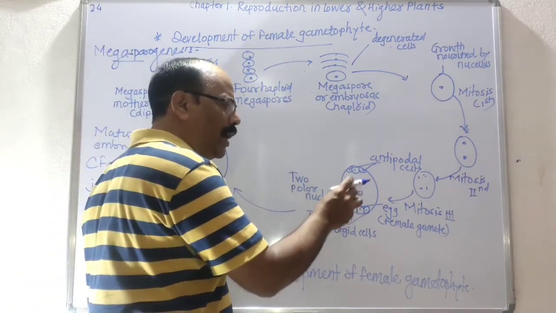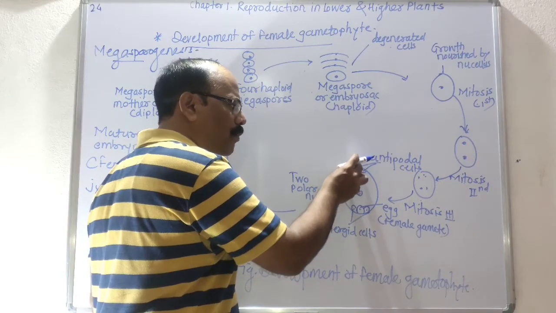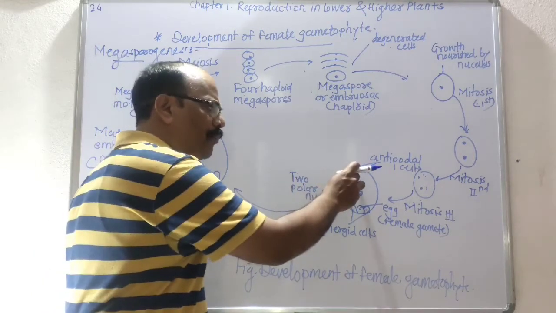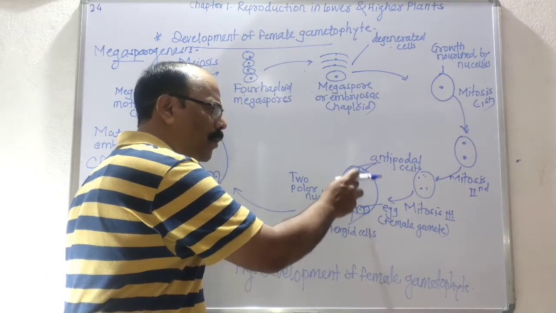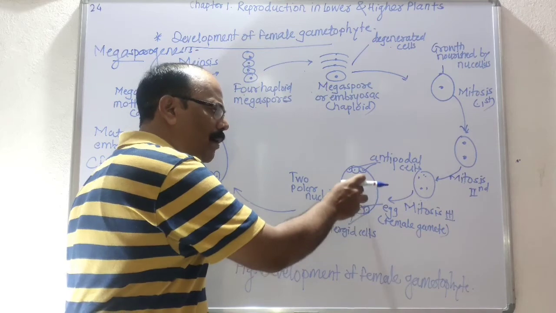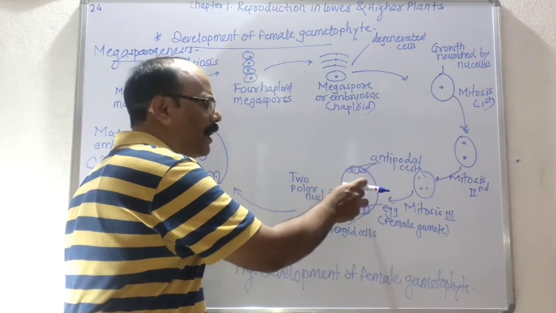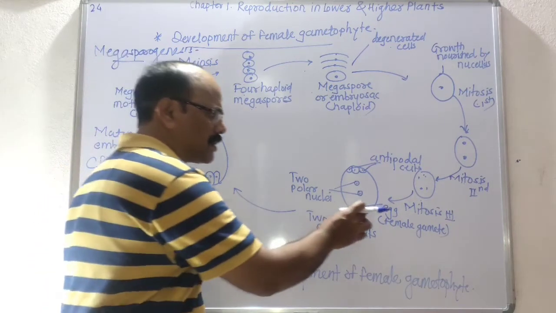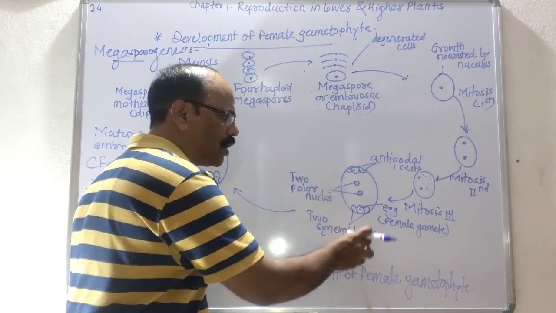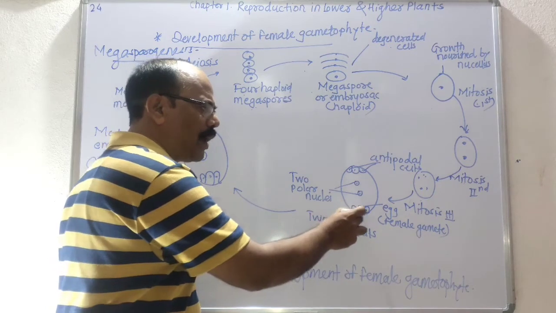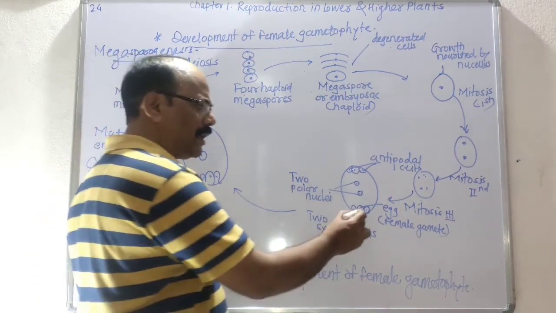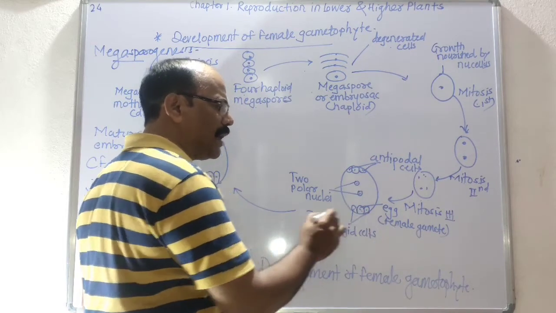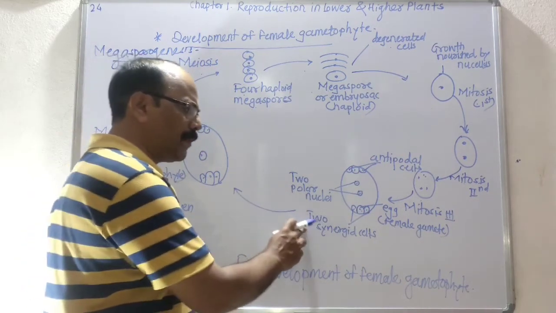Out of the 8 nuclei, 4 go toward each of the 2 opposite poles. From each of the 2 poles, one nucleus migrates toward the center; these are called the 2 polar nuclei. The cells present toward the micropylar side are called the egg apparatus. In the center there is the egg, the female gamete, and on the lateral sides there are 2 synergid cells.